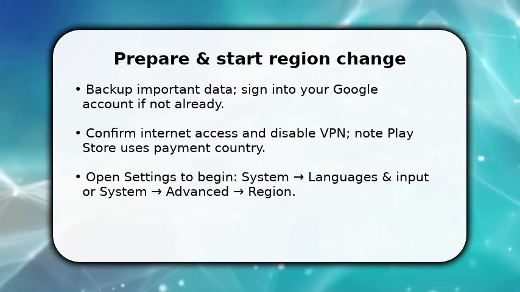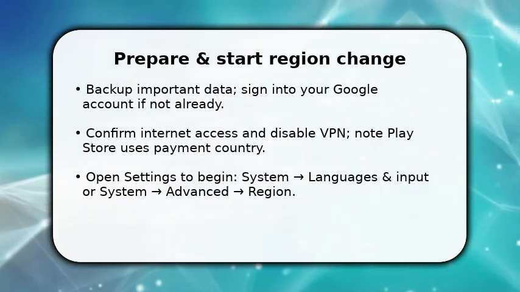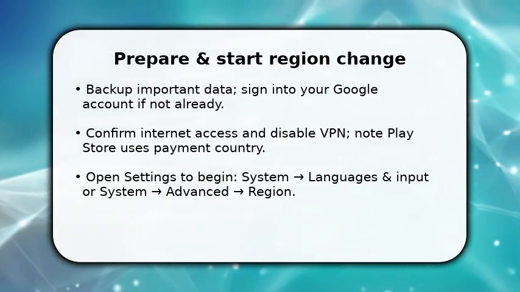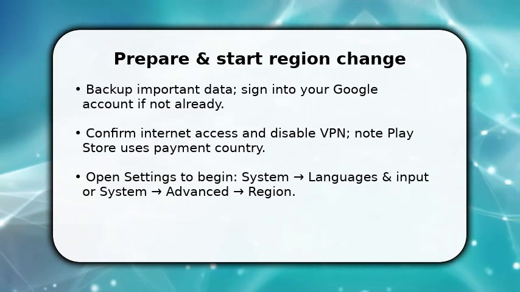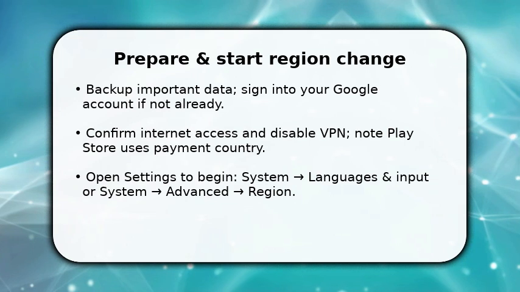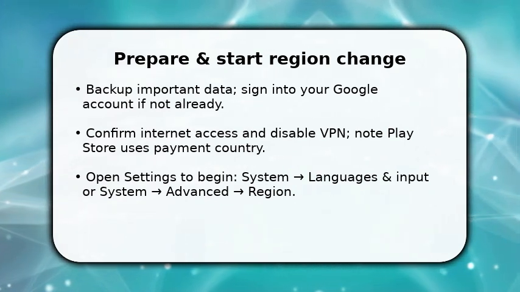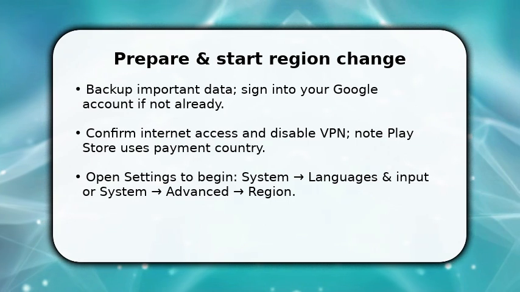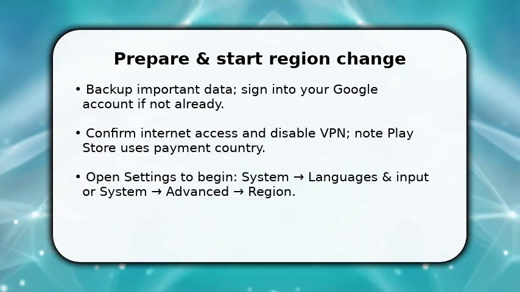Now open Settings and go straight to System. Choose Languages and Input or Advanced > Region to start changing device locale. This step sets date, time formats, and regional defaults so apps behave correctly. Proceed to modify language or region options as needed.